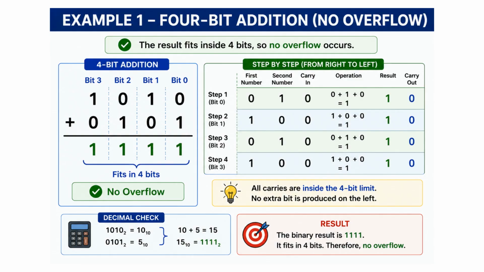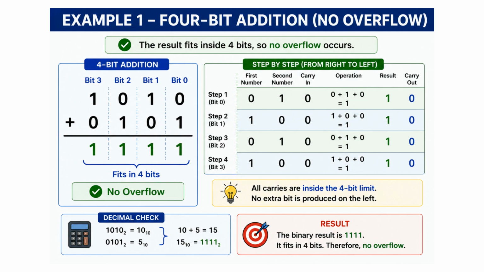Let's look at an example where overflow does not occur. We are adding 1010 and 0101. Starting from the rightmost bit, we add each column one by one. The final answer is 1111. Now let's check the decimal values. 1010 is 10, 0101 is 5, and 10 plus 5 equals 15. In binary, 15 is 1111.